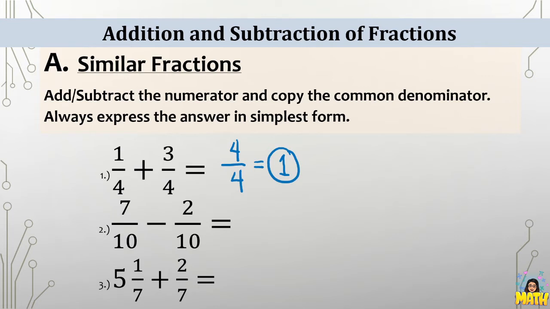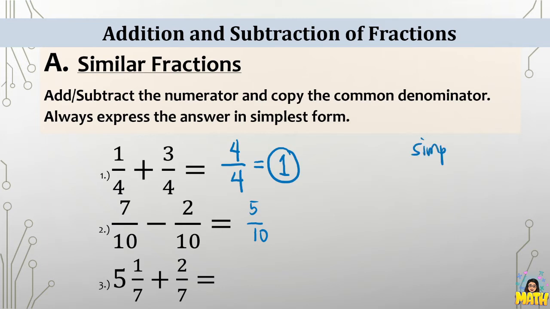Number 2, 7 over 10 minus 2 over 10. They have the common denominator 10, so we copy that and subtract the numerators. 7 minus 2 is 5. Here we have 5 over 10, but it can still be rewritten in simplest form.